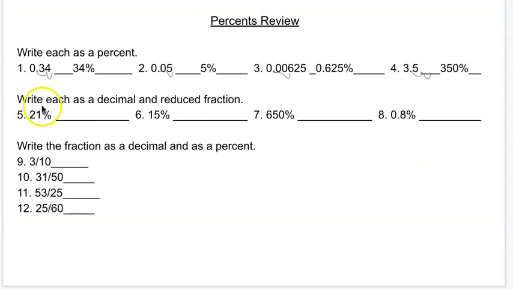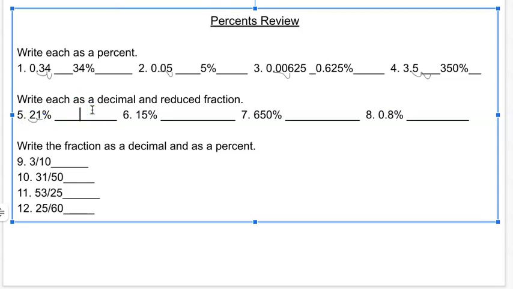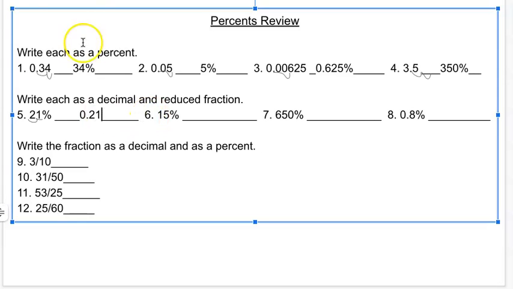So those are the first ones. And then it says write each percent as a decimal and reduced fraction. So to change it back, we put a decimal after the last digit and we move over 1, 2. So we go back in that direction. So this would be 0.21. And then to write it as a fraction, I'm going to write it underneath. It'd be 21 over 100. And then you could see if you could find any common factors and reduce that fraction.